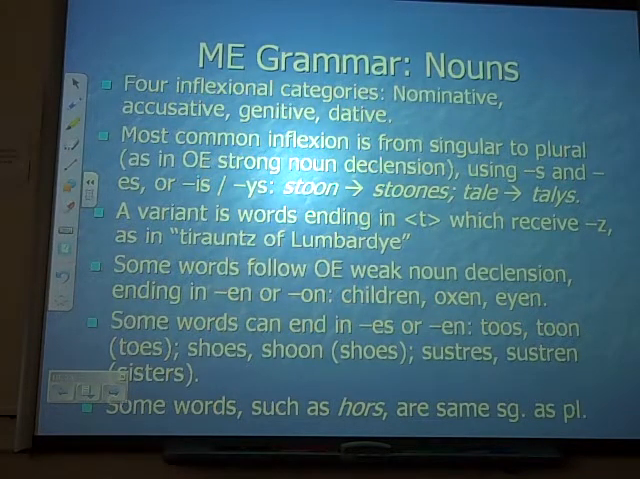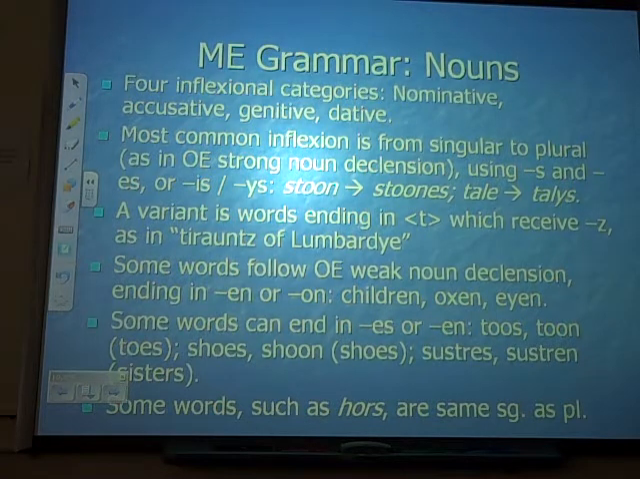The most common inflection is from the singular to the plural, as in the Old English strong noun declension, using S and ES, or IS and YS at the end. So stoon and stoones, and tale and tales. So again, just pretty straightforward as we have it. A variant is those words which end in T, which takes either Z, as in tirants of Lombardy, merchants, things like that.